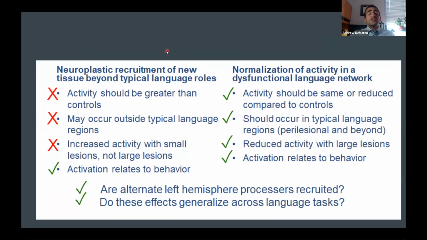Thanks, Dirk. So to take stock of what we had predicted, or we had talked about a few minutes ago, we see a lot of X's on the left side of this table, not in favor of neuroplastic recruitment, and we're seeing a lot of check marks on the right side in favor of this renormalization of network dysfunction. We do find alternative left hemisphere processors recruited, which are those red spots we saw in the last slide, but they weren't particularly increased when that tissue is situated close to the lesion boundary. And we also found this pattern was essentially the same across both of these tasks.